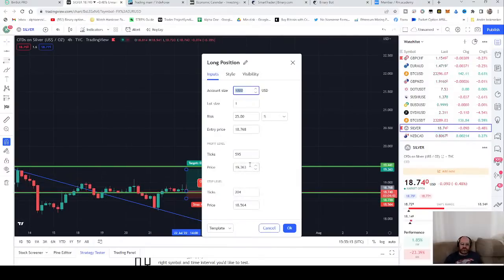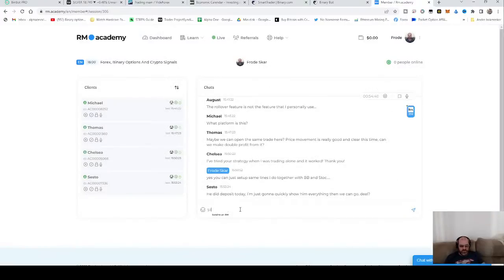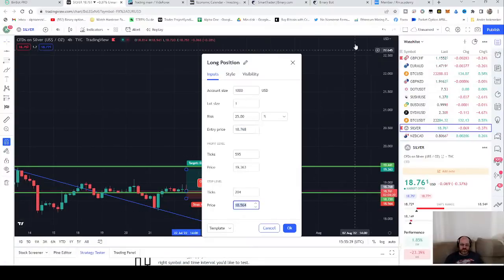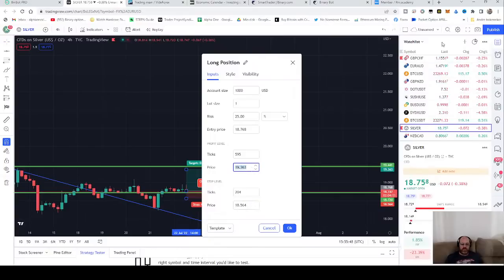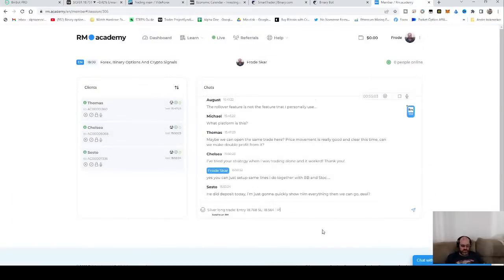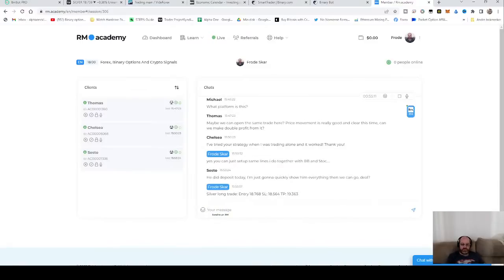So let's take a silver long trade, entry here. Okay, let's take the stop loss on this level, and let's take profit on this level.